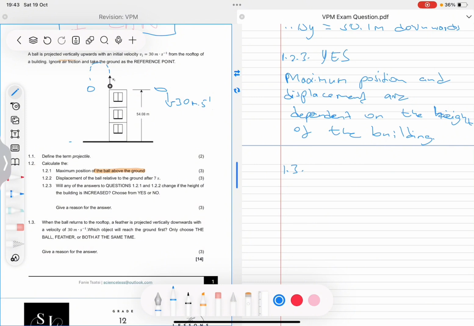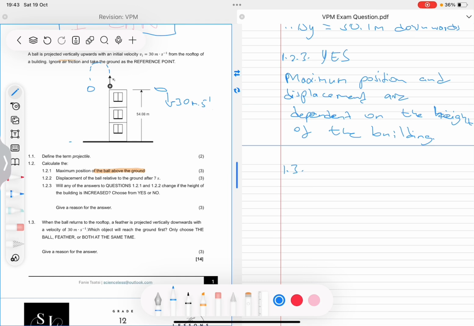They give you options here. They say only choose the ball, feather, or both of them. So we have three options here. Which one between these two objects, the feather and the ball, will reach the ground first? Now let's go through these questions very carefully, and this is a very important question because it summarizes already what you know in terms of projectile, and it will assist you to step into the exam ready.